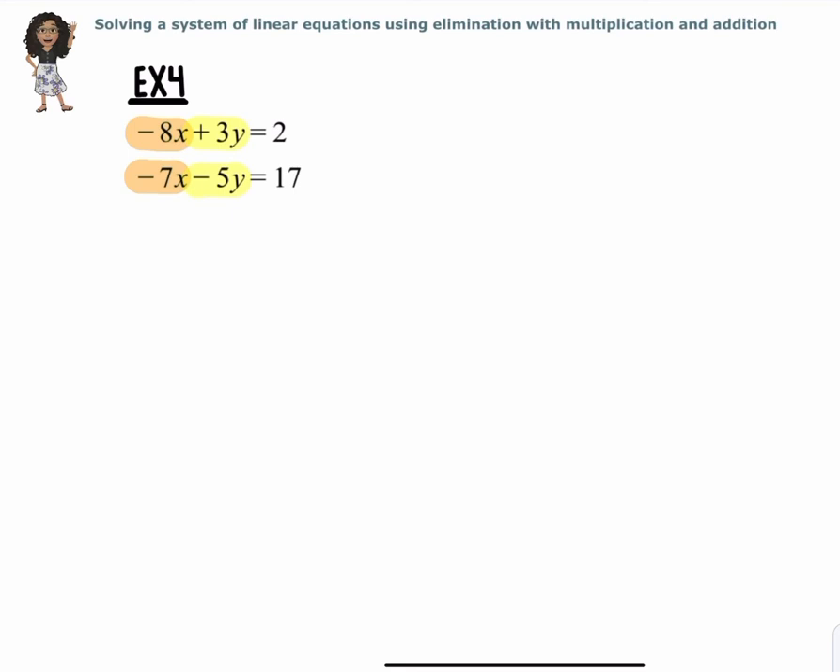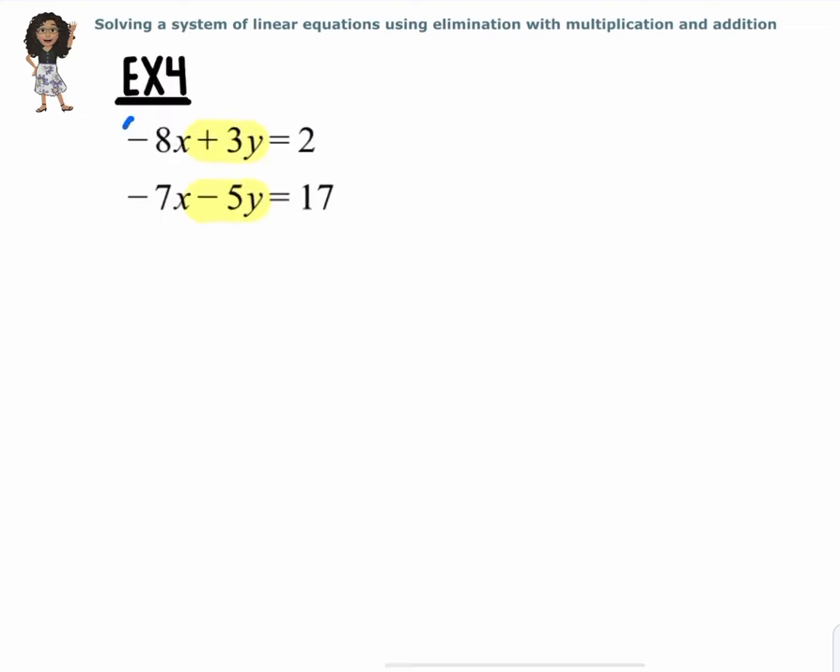But we can multiply these equations by a number to create opposites. It doesn't matter if we try to make opposites out of the x or out of the y. I'm going to go with y. So for -5 and 3, if I could make one of them 15 and the other one -15, then we would have opposites. To make +15y, I need to multiply that top equation by 5.